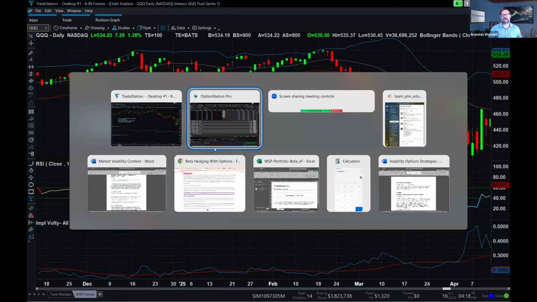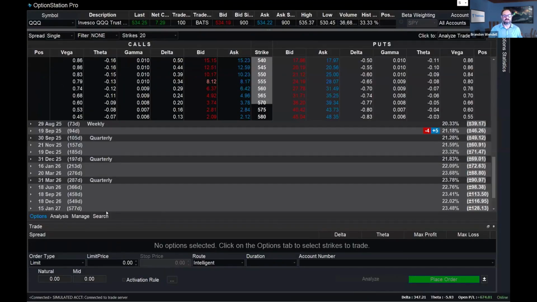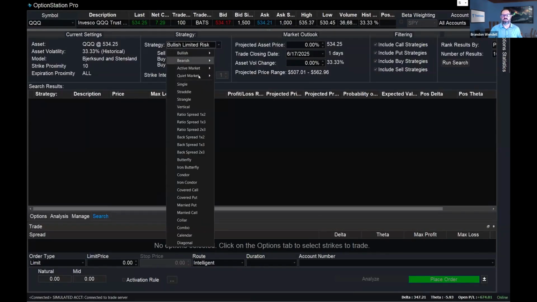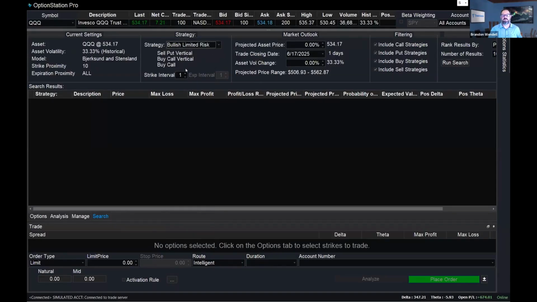And again, if I go back to OptionStation Pro in the search, we can choose bullish, bearish, active, quiet, or individual strategies we're looking for as well. So let's say I was bullish, but I want limited risk. I could put in either, basically, it looks like sell put vertical, that'd be a bull put spread, buy call vertical, which is a bull call spread, or buy a call, single leg. You can see the projected asset price movement, where you're expecting it to go, up or down.